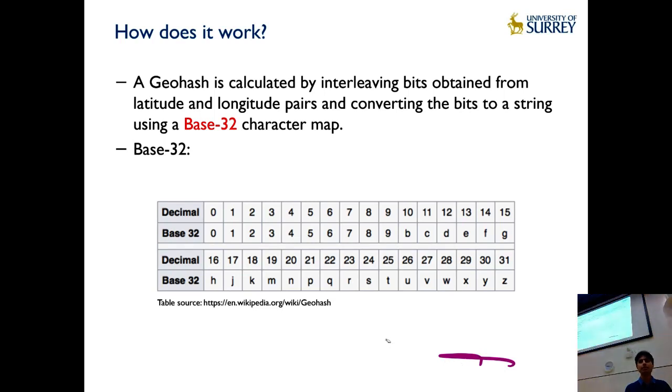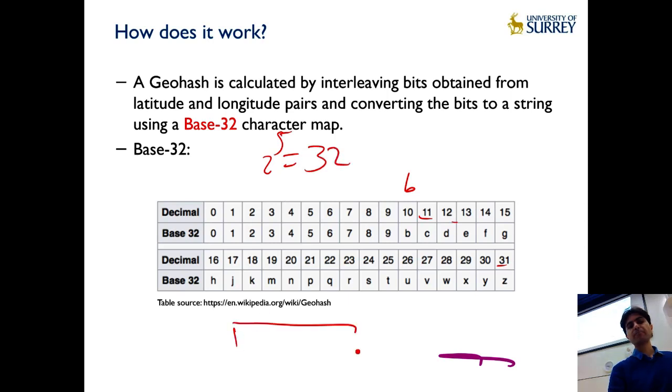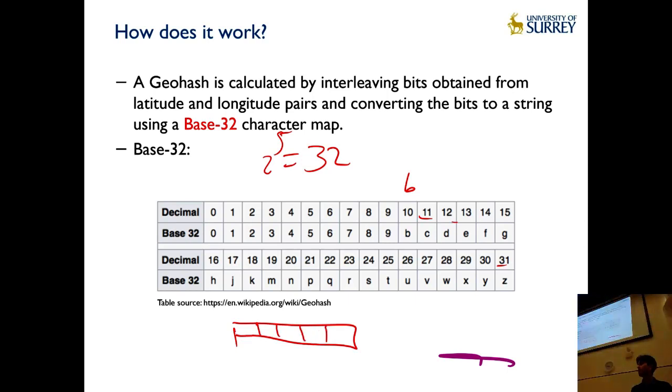It uses a base 32 character map. I guess you're familiar with different base representations. Like you start 0, 1, 2, 3, you get to 9, 10. When it becomes 10, then it starts becoming B, C, and you can see it goes up to 31. Base 32 is 2 to the power 5, which is 32. It means you need 5 bits to represent this data. Is that correct? You can represent base 32 with 5 bits.